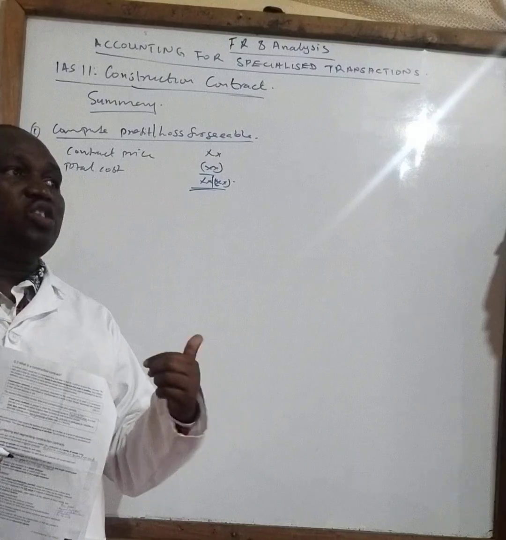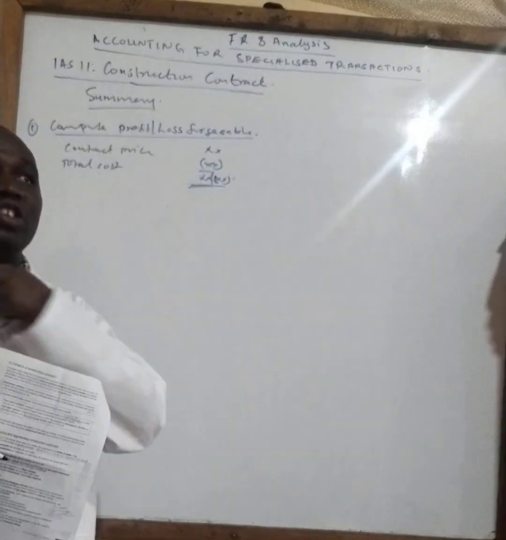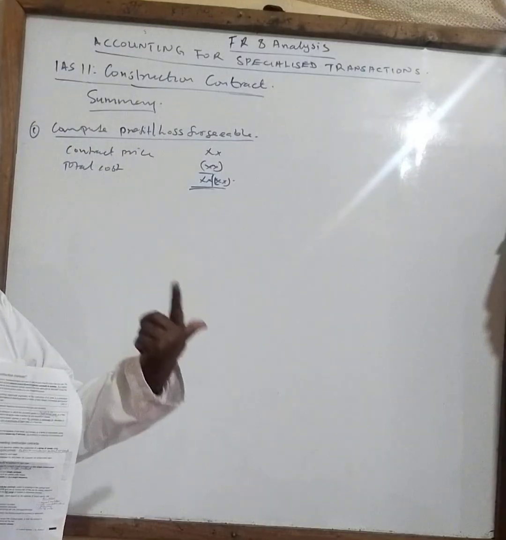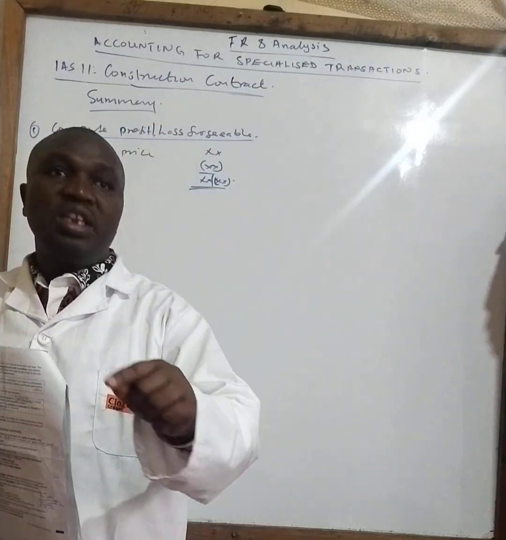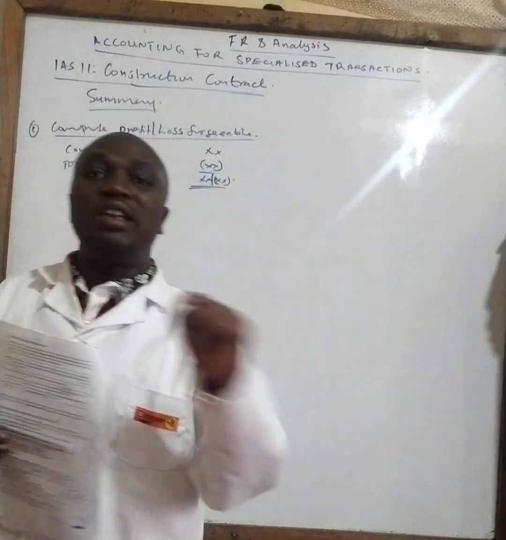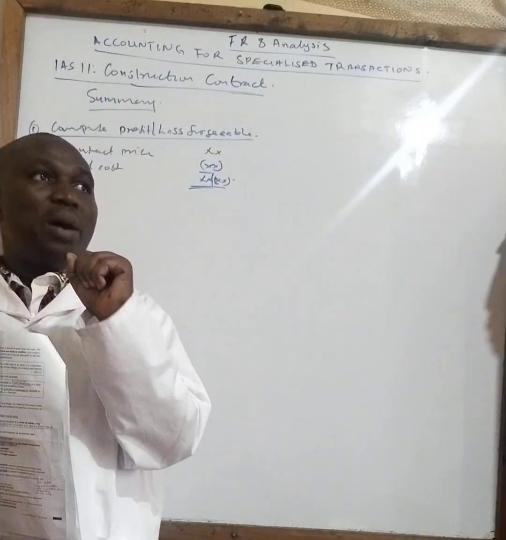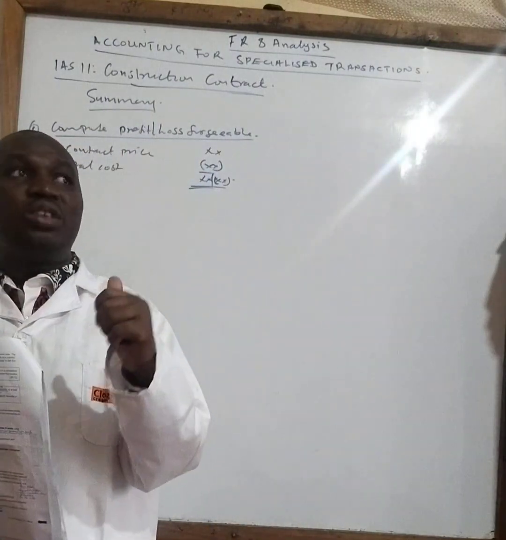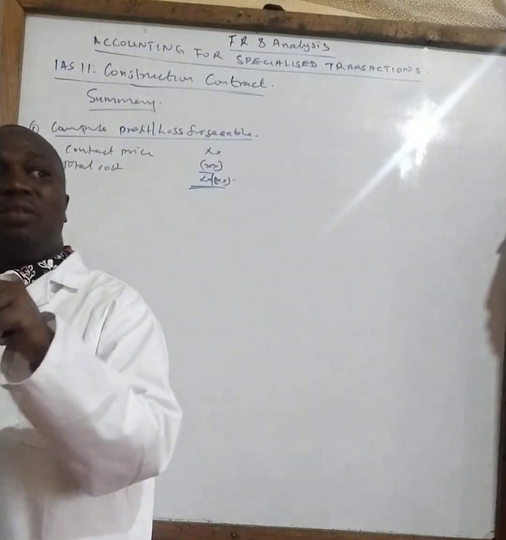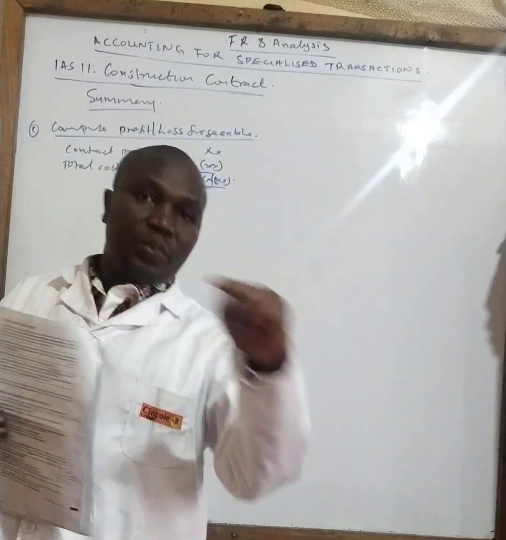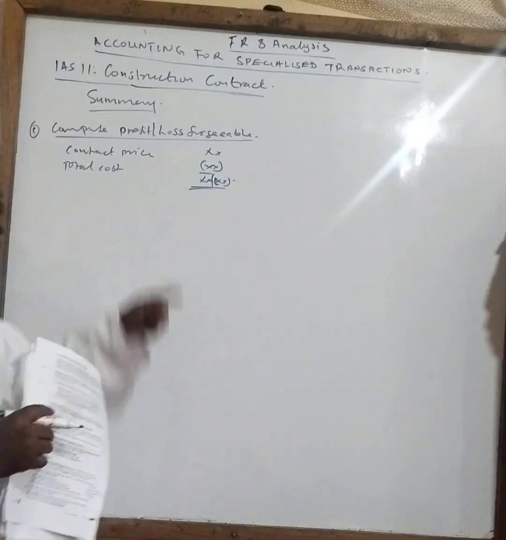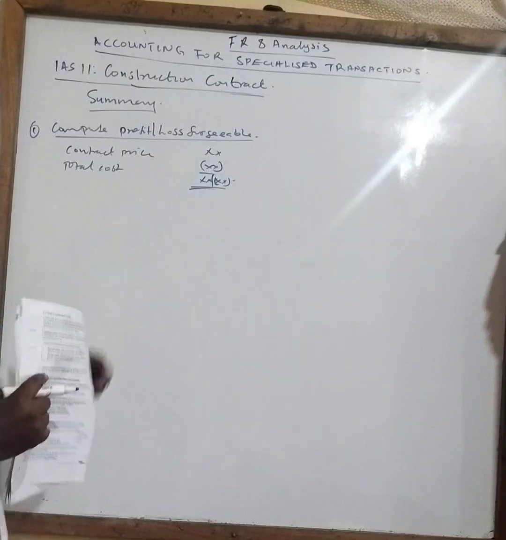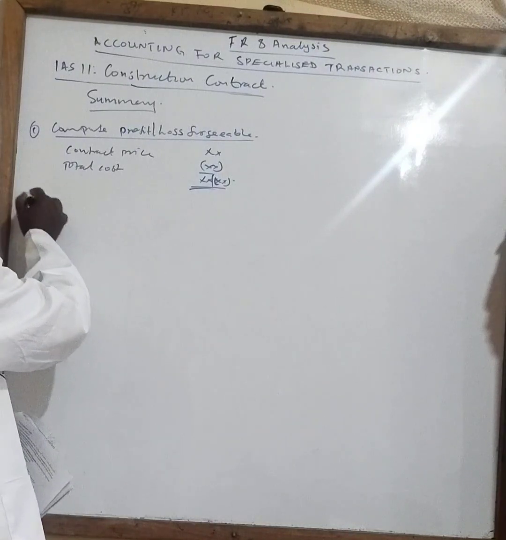For us to calculate the percentage of the stage of completion, there are two methods. Method one, you can use the costs: take the cost incurred to date, divide by the total costs, times 100%. If it is about the amount of work certified, you take the amount of work certified, divide by the contract price, times 100%, for you to get the completion stage. Immediately you find this, you go to the next stage.